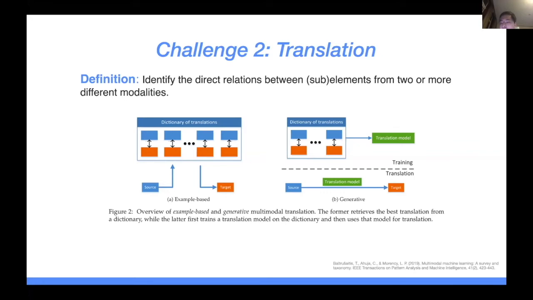Figure 2B shows you that in the training stage, a model such as a grammar-based model or encoder-decoder model learns from data and then translates data from the source modality to the target modality. The distinction between example-based and generative approaches is similar to the one between non-parametric machine learning and parametric machine learning.